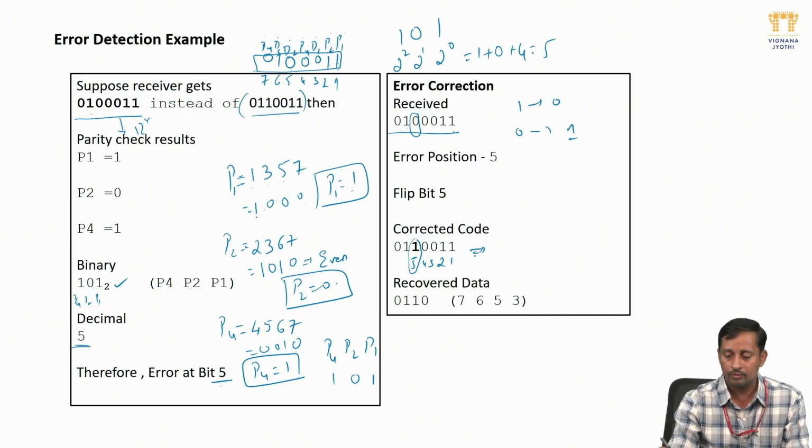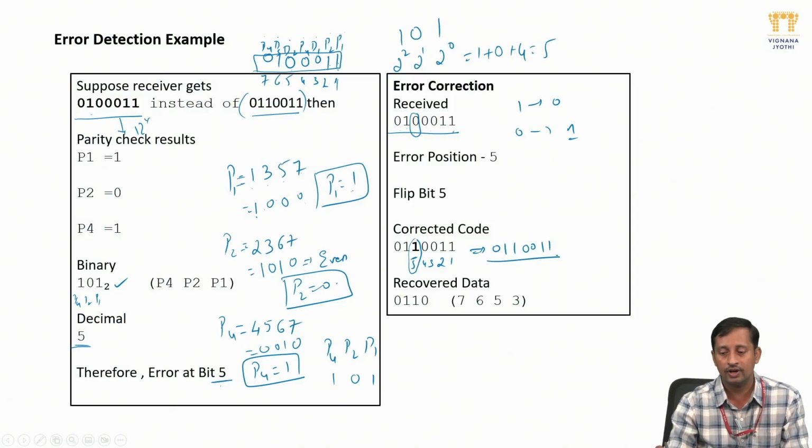Then your correct data bits will be 0, 1 1, 0 0, 1 1. This is the data a receiver has to receive, and we have changed the 5th position from 0 to 1, and this is the actual data. Now from this, what is the data that has been transmitted from the transmitter to the receiver? Because this frame is with parity bits plus even the data bits. Now I have to recover the data bits.